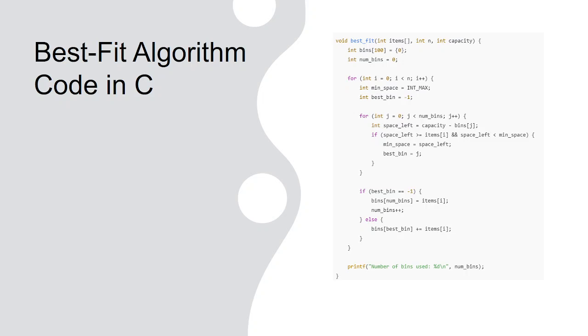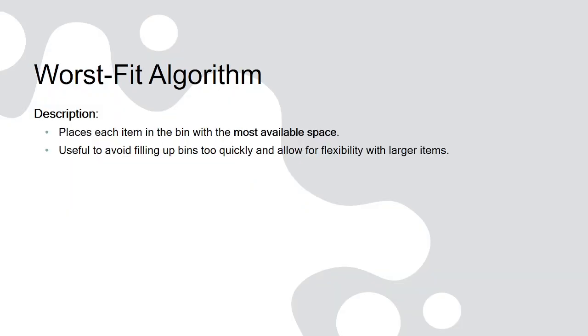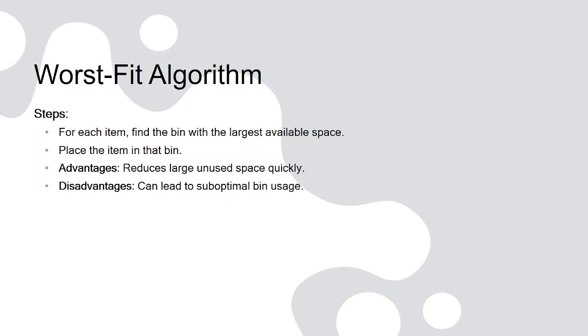item. For the worst fit algorithm, it is just opposite to the best fit algorithm. It places items in the bin with the most remaining space, keeping larger bins available for future items. While this method can prevent early fragmentation, it can sometimes lead to suboptimal packaging.